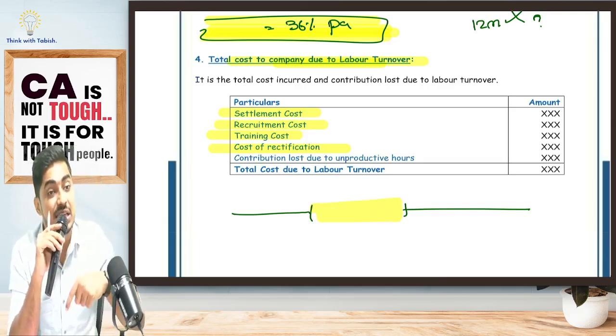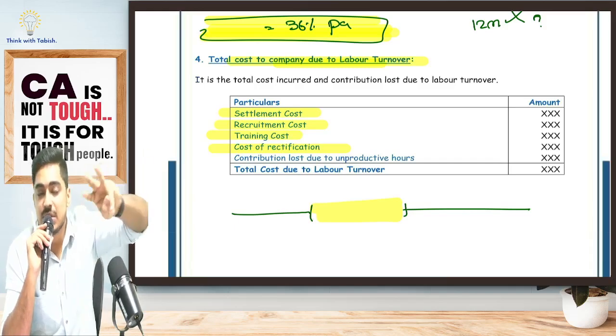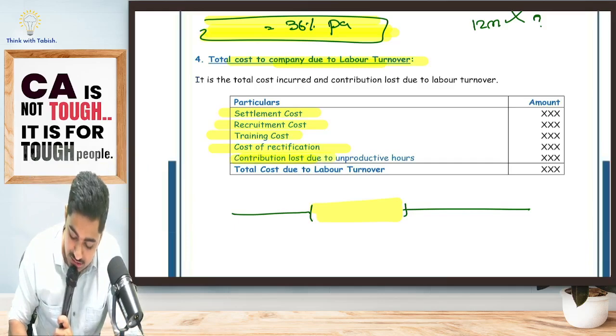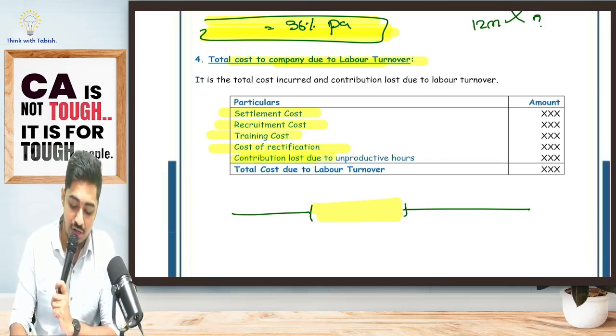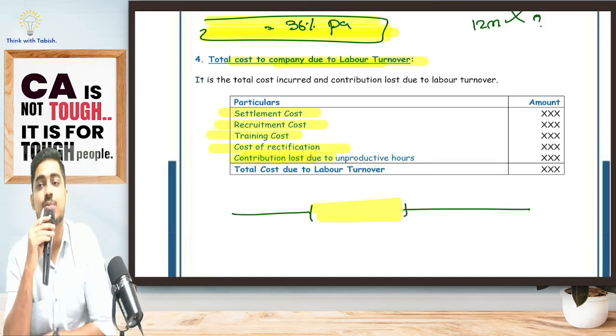That means work is not happening. That means I am not selling goods. That means my profit is lost. That lost profit should also be included. It is called contribution lost due to unproductive hours. What is contribution? For now, understand it is nothing but profit lost.